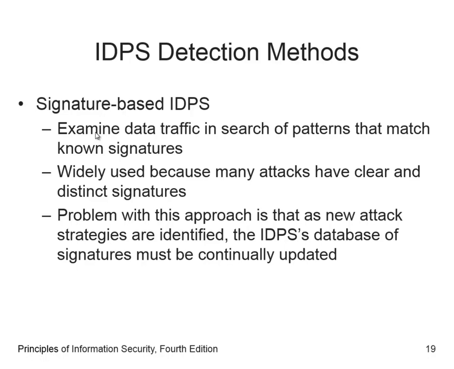What methods can be used to detect an intrusion? In the last session, we mentioned signature-based IDS as one of the methods. We will continue here talking about the signature-based IDS, and then we will continue with the other methods that are used to detect intrusion. The signature-based IDS, or knowledge-based IDS, examines data traffic in search of patterns that match known signatures, pre-configured and predetermined attack patterns.